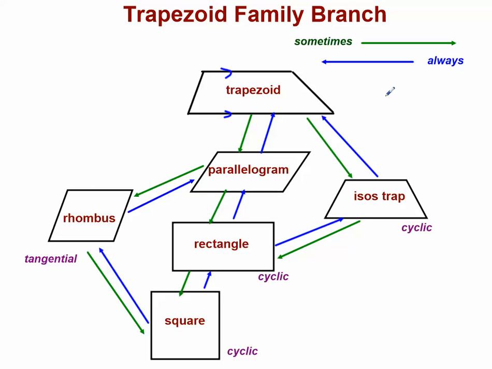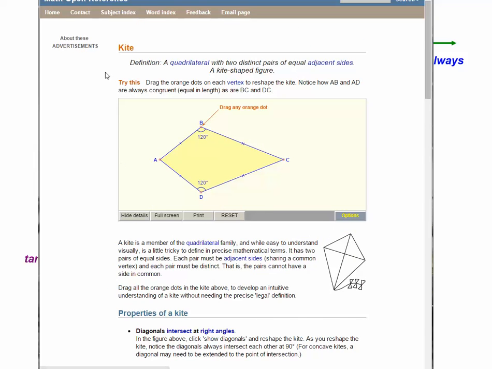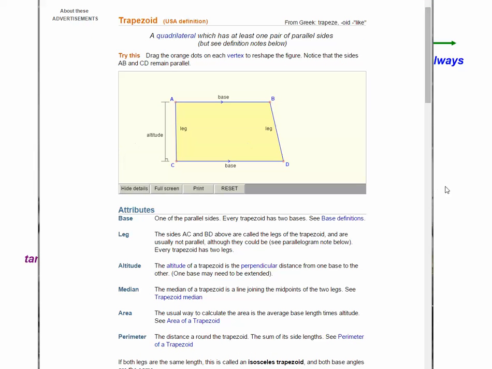There's still teachers all across the country that are still debating this, and it doesn't help when textbooks confuse teachers by someone saying exactly one set of parallel lines versus at least. Now let's take a look at Math Open Reference. I've sent you to Math Open Reference many times. So let's take a look at the trapezoid right here. And this is what I'm talking about.